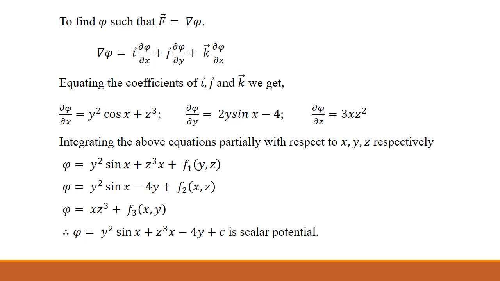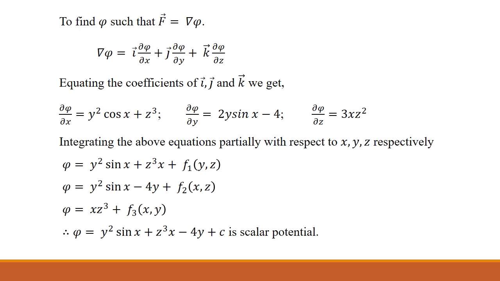Comparing the coefficients of i vector, j vector, k vector in both f vector and del pi, we get dou pi by dou x equal to this value, dou pi by dou y equal to this value, dou pi by dou z equal to this value. Here integrating on both sides. The integral of dou pi by dou x means pi. Integral of y square cos x plus z cube: y square into, here y constant, the integral of cos x with respect to x is sin x. Then z cube into integral of dx is x, plus a constant f1 of y comma z. Here integrating with respect to x means y and z are constant.